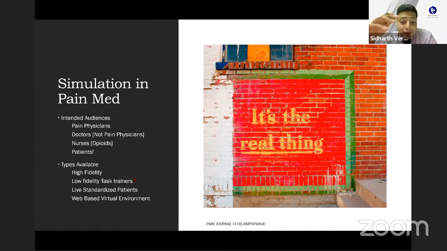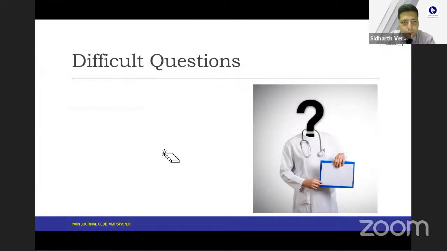Or a live standardized patient. So your patient, a human being, is taught to behave in a certain way and is given a kind of a script, and he has to act as per the script. So that's a live standardized patient. And of course, the web based visual in virtual environment, this is also something which has got very popular.